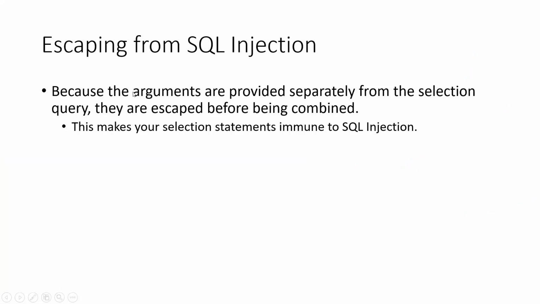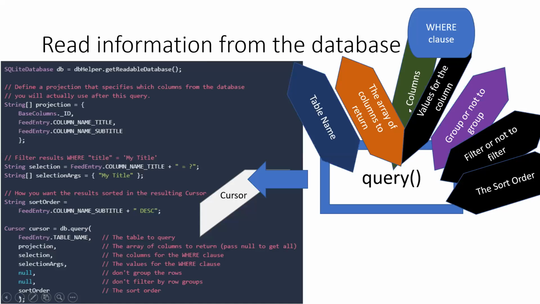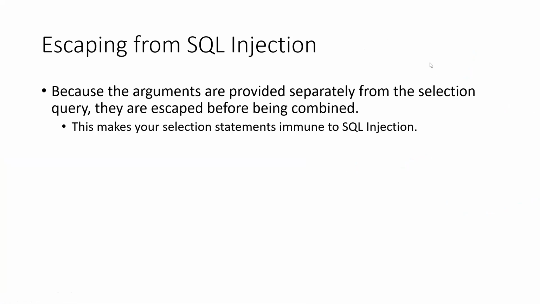Okay, so you know that here we specified the where clause by separating the values out. We could also have used one particular variable to specify the column and their values. We could use a map also, but we did not, just to escape from SQL injection, because the arguments are provided separately from the selection query. They're escaped before being combined.